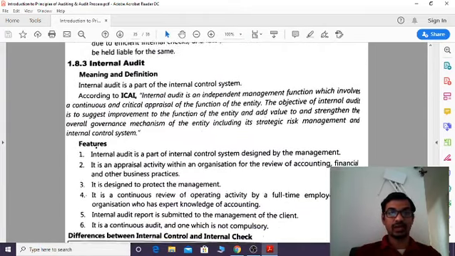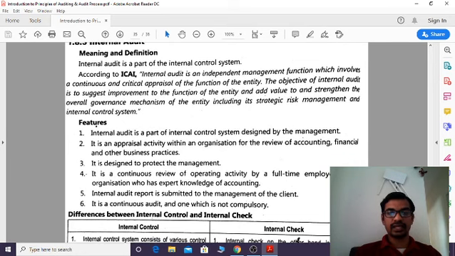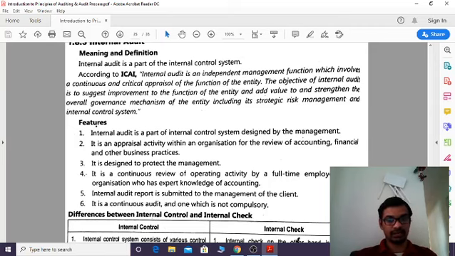Now the last one, that is the internal audit. Internal audit is a part of the internal control system. According to the ICAI, internal audit is an independent management function which involves a continuous and critical appraisal of the function of the entity. The objective of internal audit is to suggest improvement to the function of the entity and add value to and strengthen the overall governance mechanism of the entity, including its strategic risk management and internal control system. Means internal audit is the independent management function which is adopted by the management. And what is the objective of this internal audit system? It suggests improvement in the functions of the management. Okay, and it is the part of the internal control system that is called the internal audit.